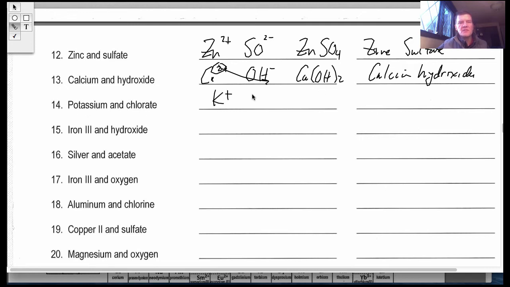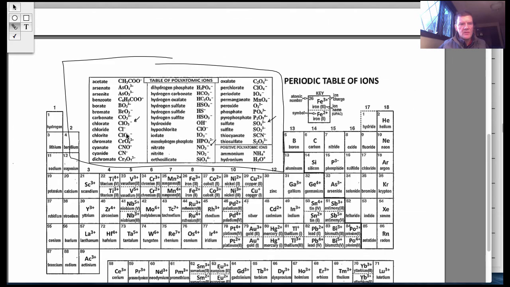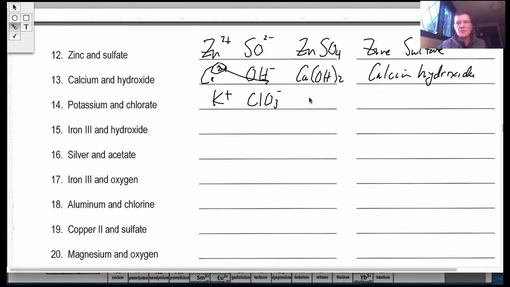Potassium +1, chlorate, I believe was a -1 if I'm not mistaken. Chlorate, yep, -1, ClO3. So we just need 1 of each of these. There's the formula, and this is potassium chlorate.